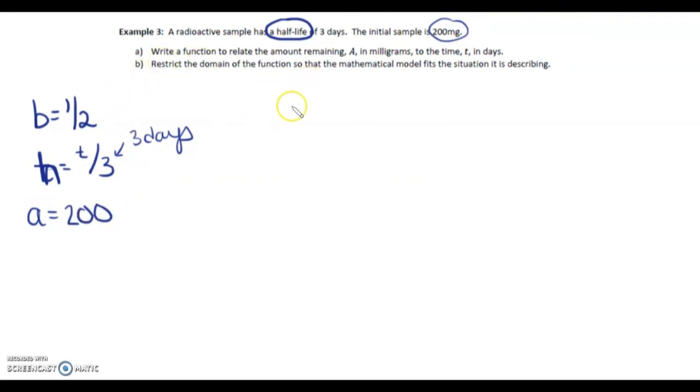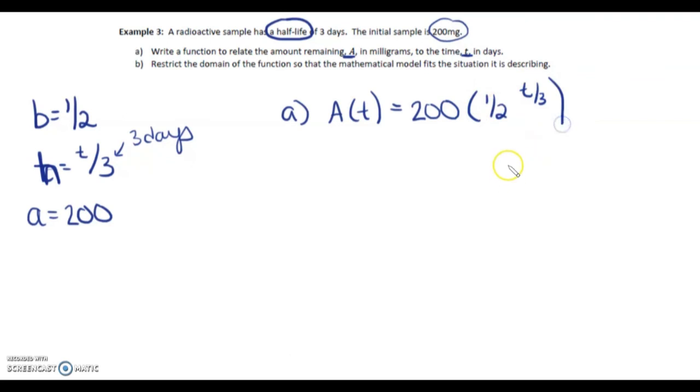Write a function to relate the amount remaining, A, in milligrams to the time t. So the amount at time t is going to be 200, which is the initial amount, times 1/2 to the t over 3. We can put the bracket there or there, it doesn't matter.